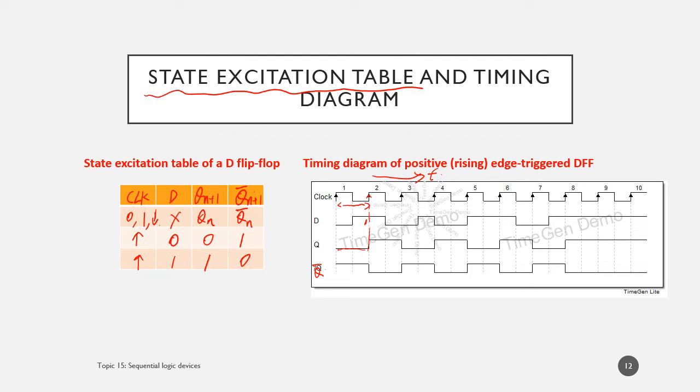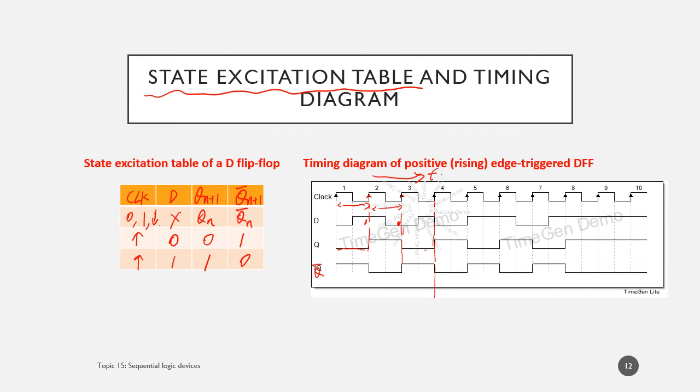Then in this period, there's no more rising edge, so Q will not change. It stays at 1 until the next rising edge, and at this edge the D value right before the edge is 0. Then Q will change back to 0, and it will keep 0 for a while until we see another edge. That's why I say you need to check the D value right before that edge.